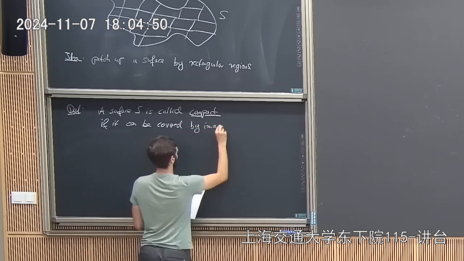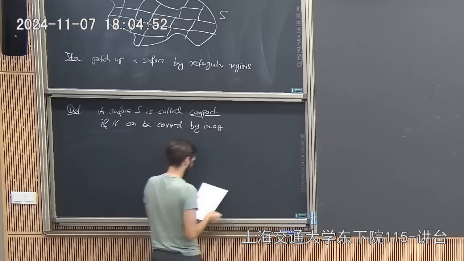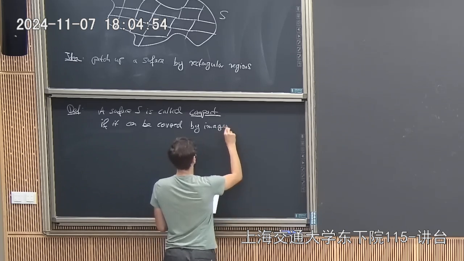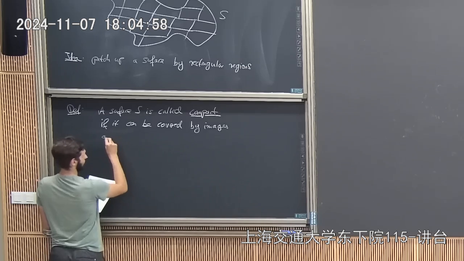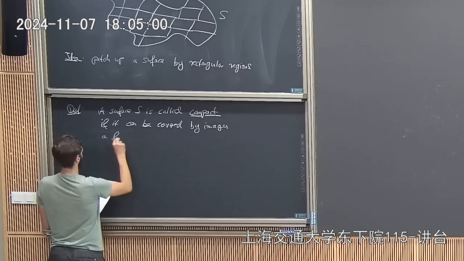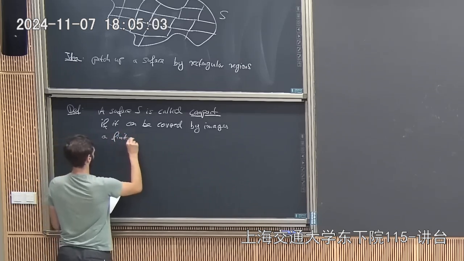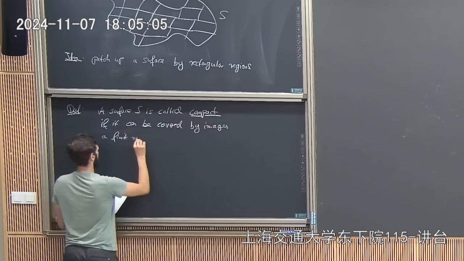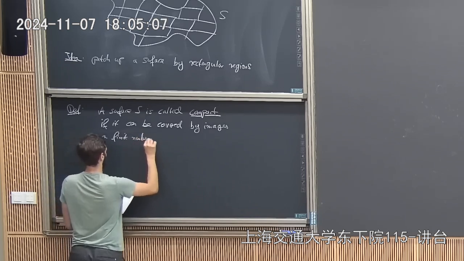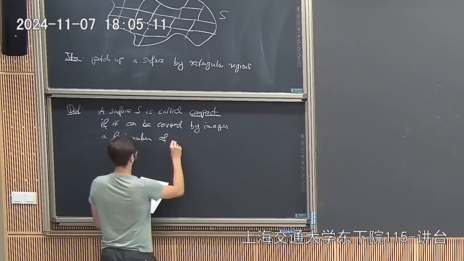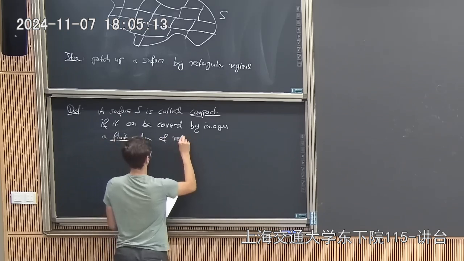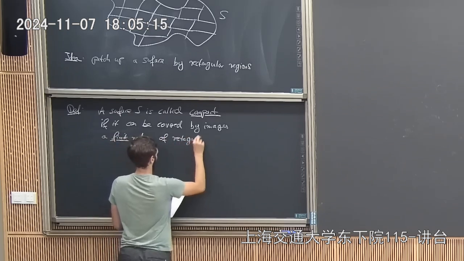Find finitely many rectangular regions or images of a finite number. It's important that it's finite. Rectangular.